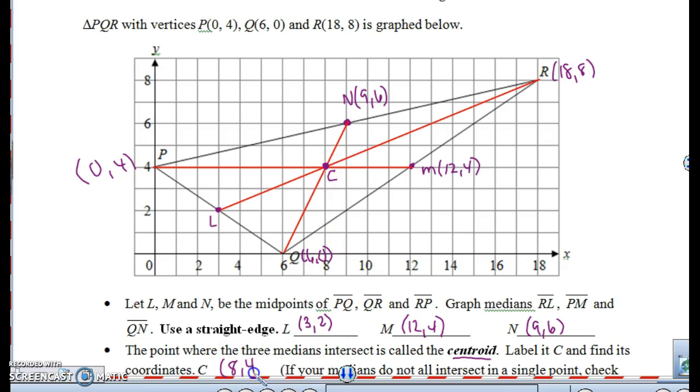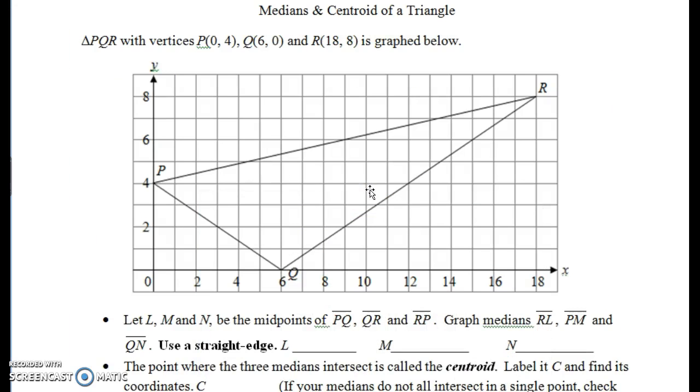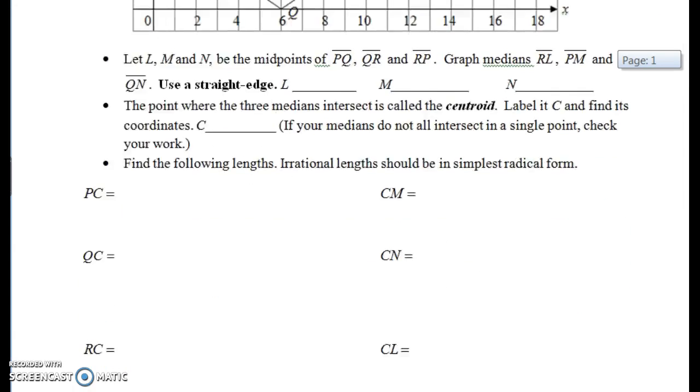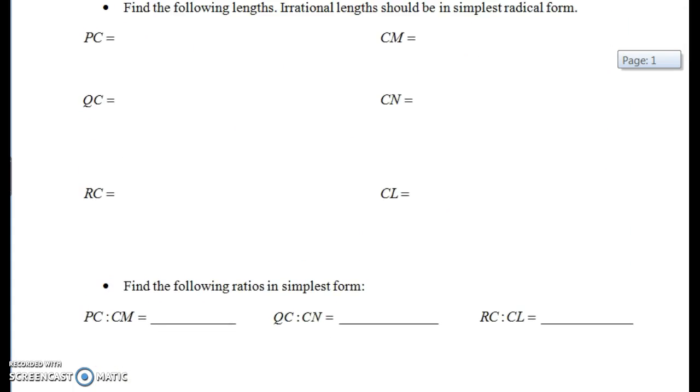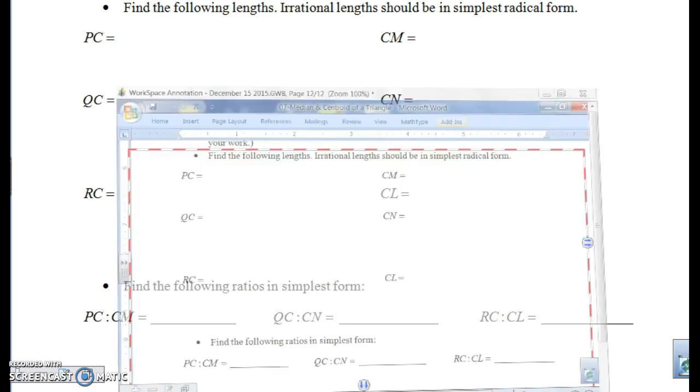So, when you intersect the three medians, they all intersect at a single point. That single point is called a centroid. So the intersection of the medians is called the centroid. All right, so now that we know that, let's look at some information about the length of the segments. We are going to find the lengths of the segments. Irrational lengths should be in simplest radical form. So let's take a look at our lengths.